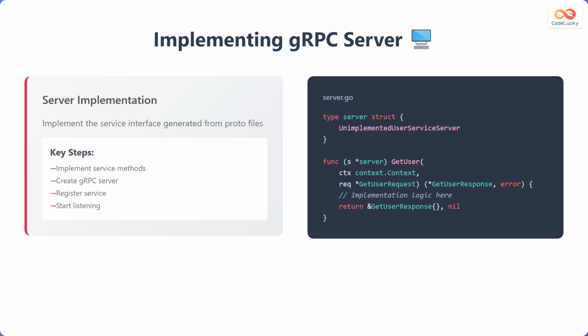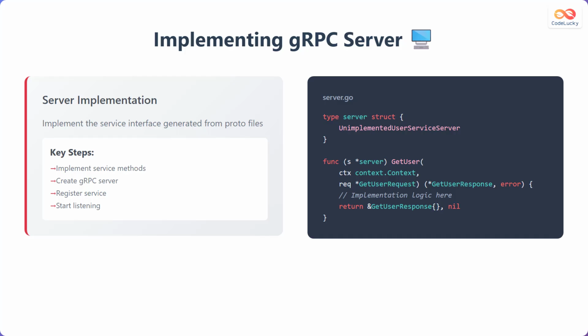Implementing a gRPC server in Go involves creating a struct that implements the generated service interface. Your server struct must embed the UnimplementedUserServiceServer, which provides default implementations for forward compatibility. Each service method receives a context and a request, then returns a response and an error. The context is crucial for handling timeouts, cancellations, and passing metadata between services. Your implementation contains the actual business logic for each RPC method.